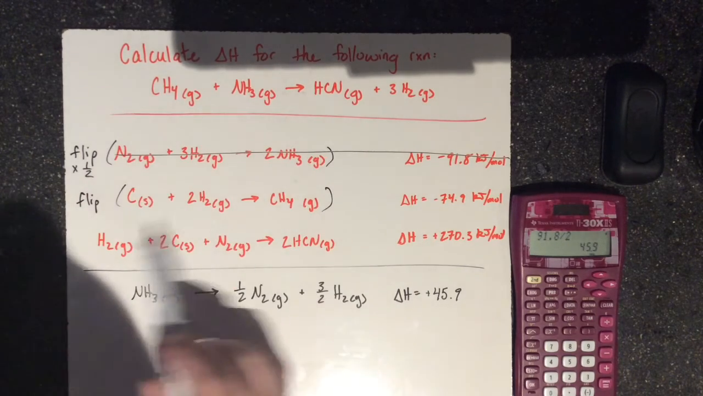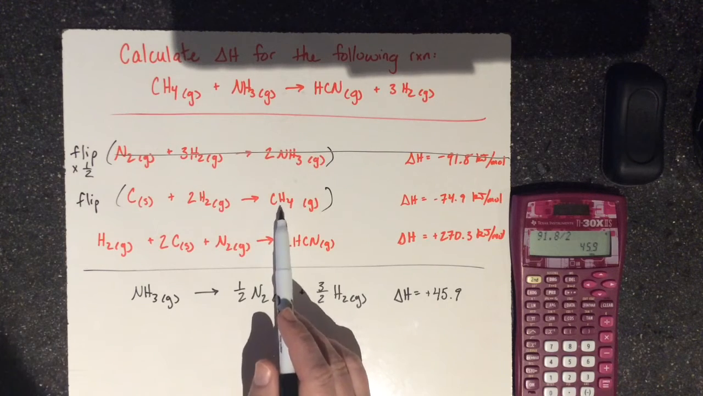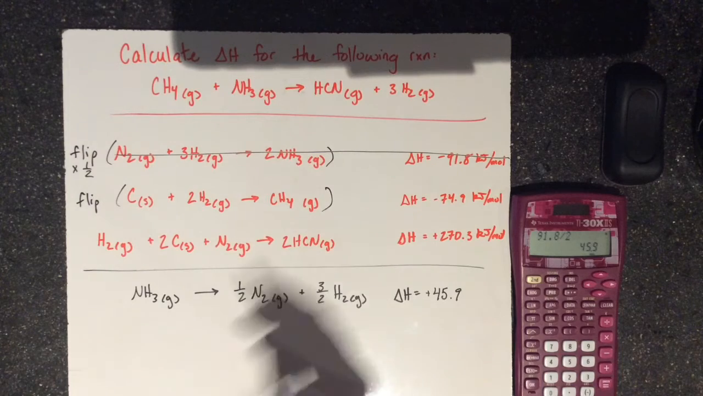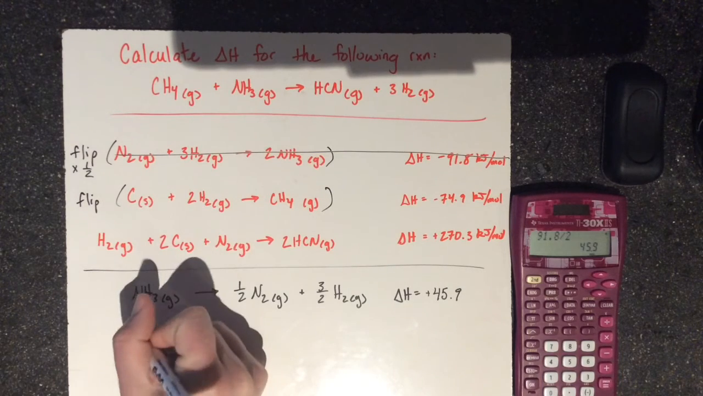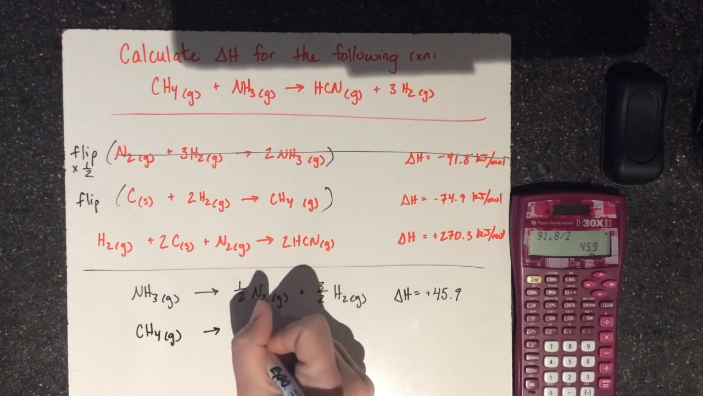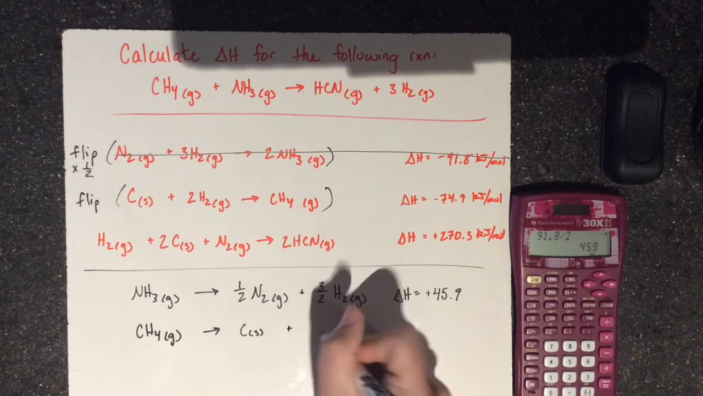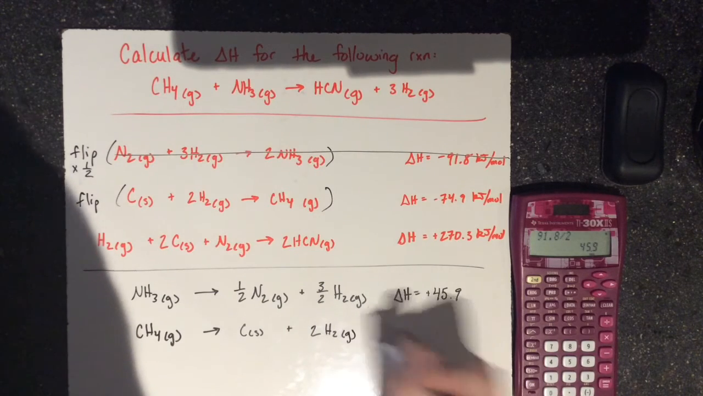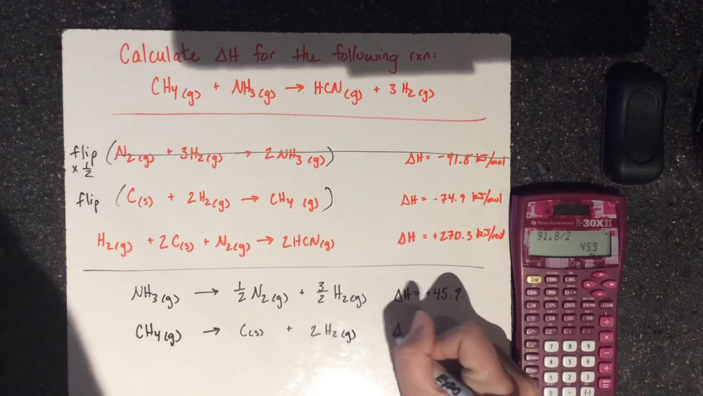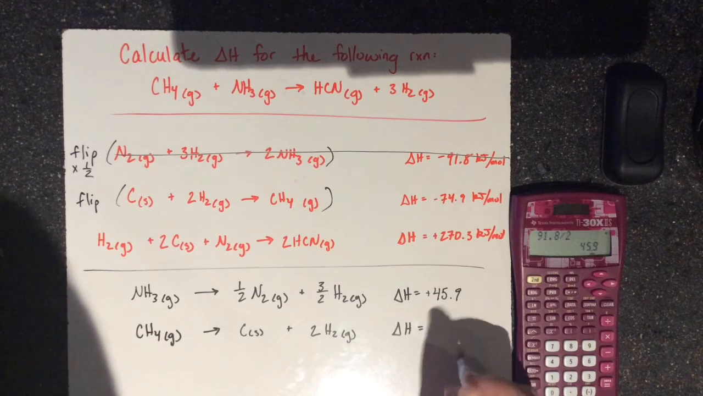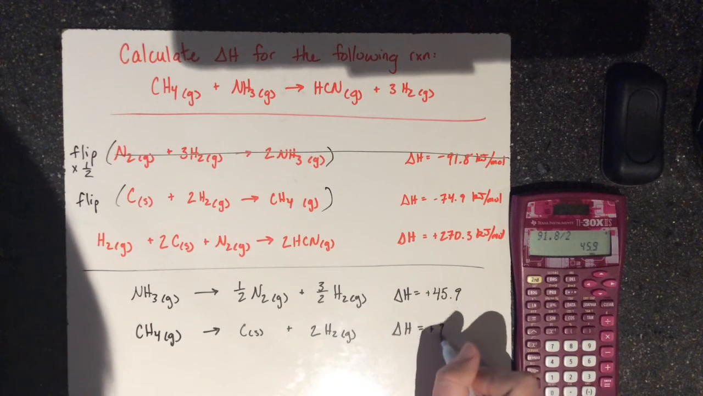But I also see that because I have the right amounts of the CH4 that I need, I don't need to multiply this by anything, so I'm just going to rewrite this reaction down here, flipping it. So I'm going to have my CH4 as my reactant, and my carbon and hydrogen as my products. And so now that I've flipped this, my delta H, excuse me, was negative, now it's positive. So I have positive 74.9.